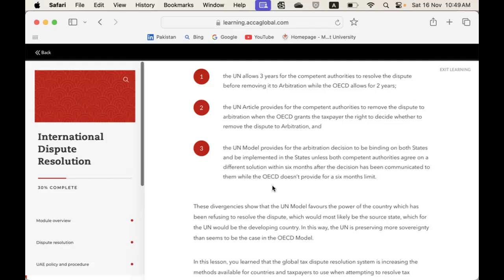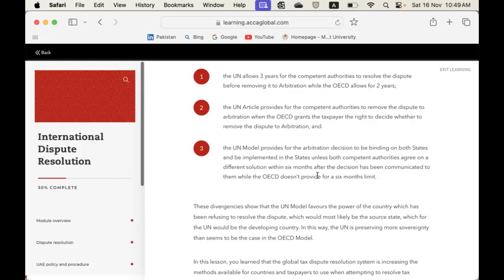And the third difference is that the UN model provides for the arbitration decision to be binding on both states and be implemented in the states unless both competent authorities agree on a different solution within 6 months after the decision has been communicated to them, while the OECD does not provide for a 6 months limit. So what is this 6 month limit?